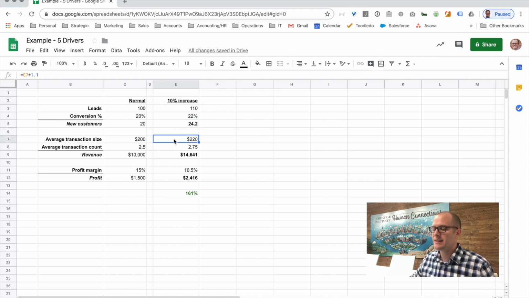Now let's say we do some things to get them to spend a little bit more on average, and we get them to come back just a little more frequently than they used to. Well, your $10,000 in revenue now becomes $14,000 in revenue. And let's say we just do a few different things to increase our profit margin. Nothing crazy, but we go from 15% to 16.5%. The multiplicative effect of all of those changes amounts to $2,400 in profit instead of $1,500 in profit, which if you look is not a 10% increase, it's not even a 50% increase, it's a 161% increase over the prior, just by making these little subtle improvements to the various drivers.